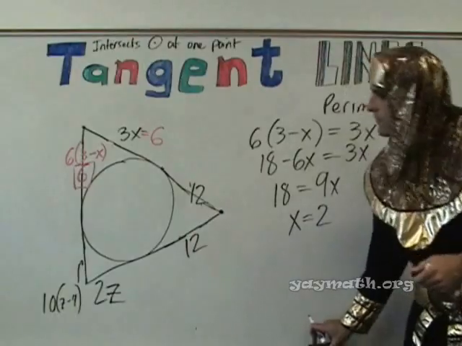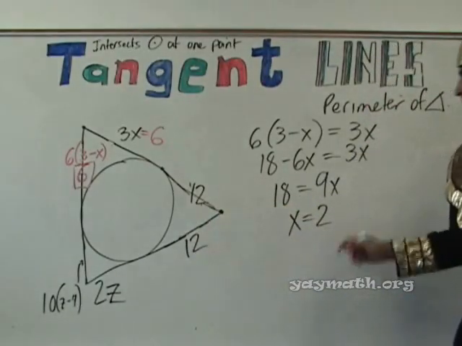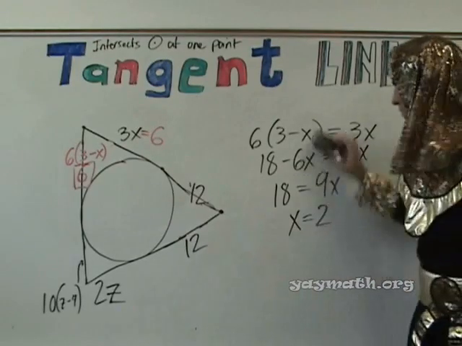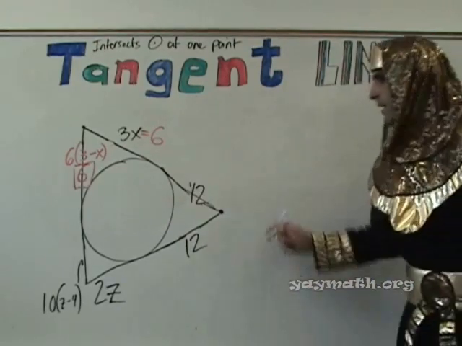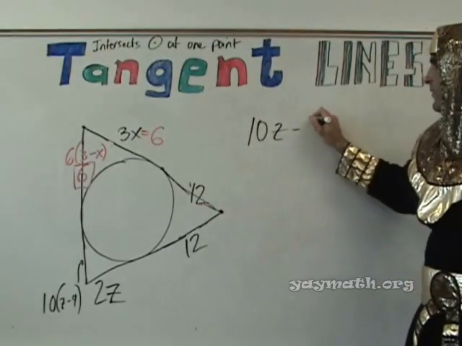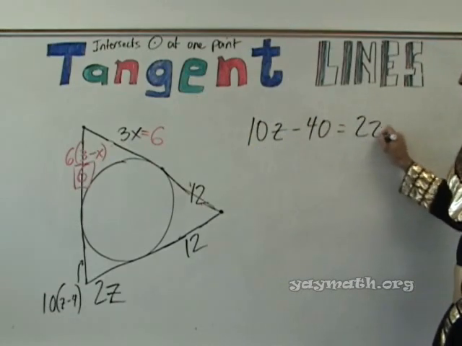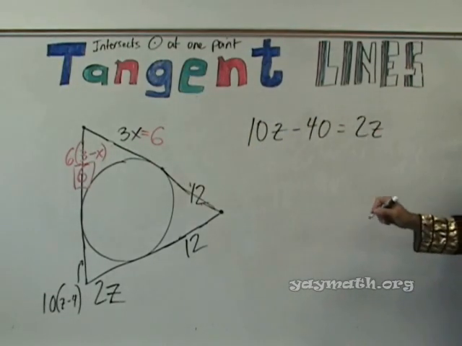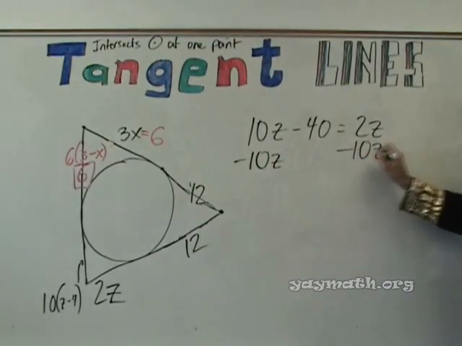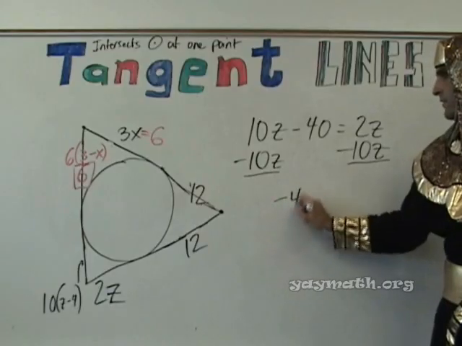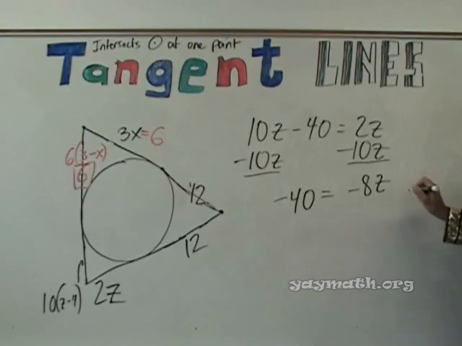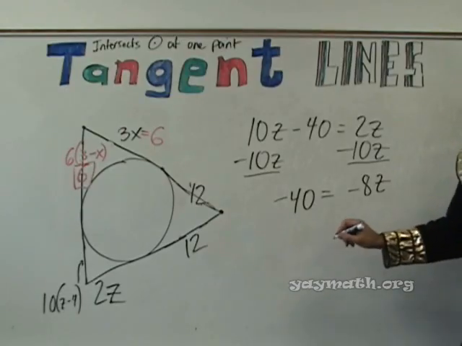What do you think? So you do the same thing, but with the z's. You got it. Now we have 10 times z minus 4. I'm going to go ahead and distribute right now. 10z minus 40 equals 2z. Minus 10z, negative 40 equals negative 8z. Divide both sides by negative 8.